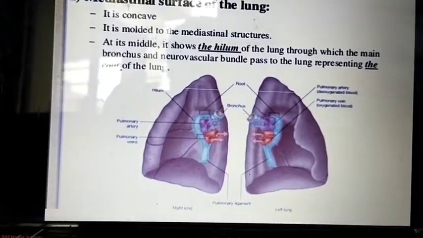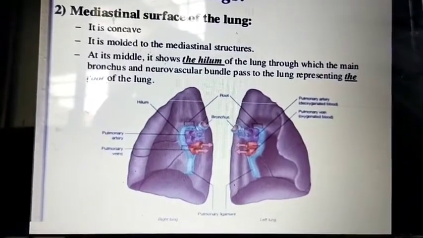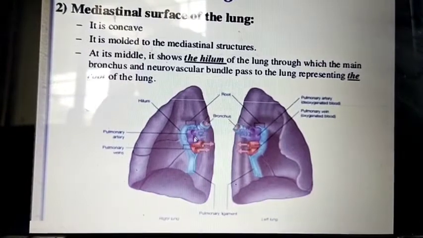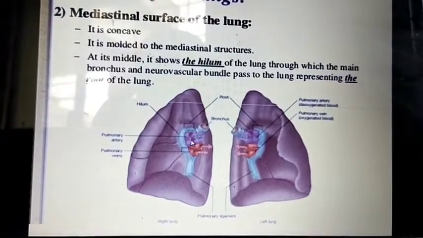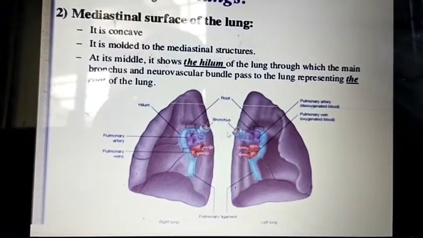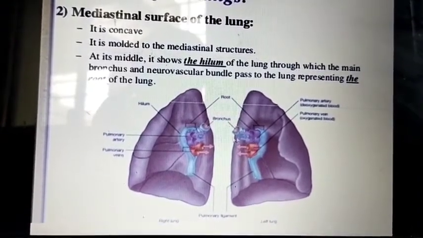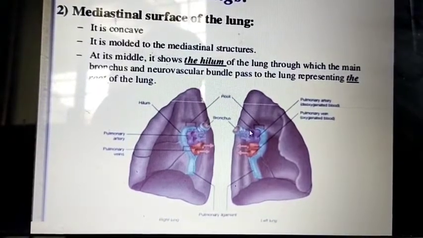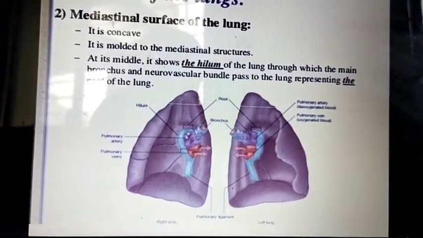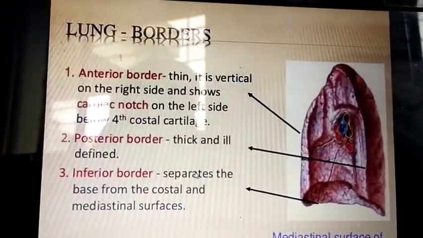It is molded to the mediastinal structures. At its middle it shows a hilum. This is the hilum of the lung, through which the main bronchus and neurovascular bundles pass to the lung, representing the root of the lung. Okay, you can go for the next slide.